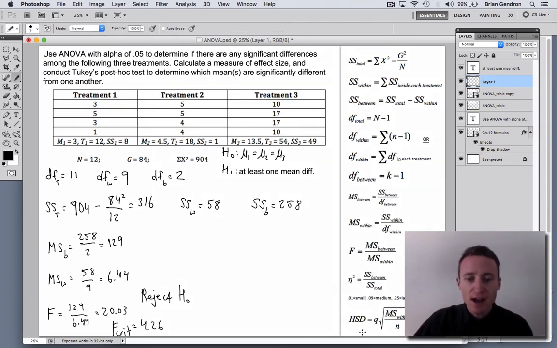In other words, we're going to calculate one value called HSD, and we're going to use that value to compare two groups at a time. So for example, group 1 versus group 2. And if the difference between these two groups on average is larger than our HSD value, we are going to claim that that is a statistically significant difference. Okay, so let's calculate HSD.